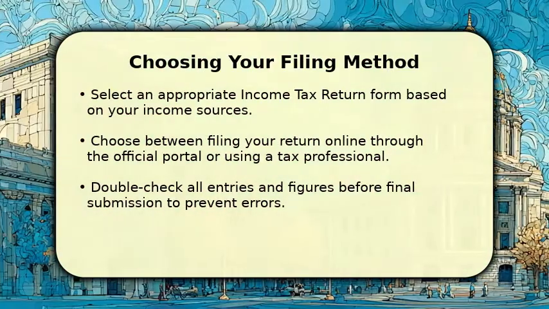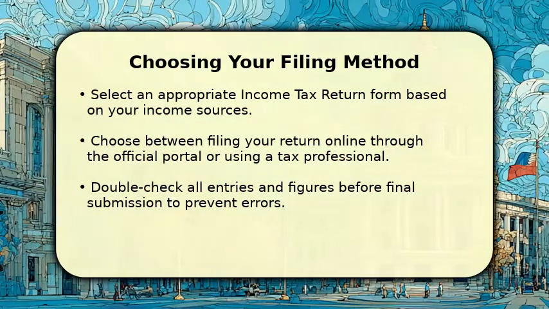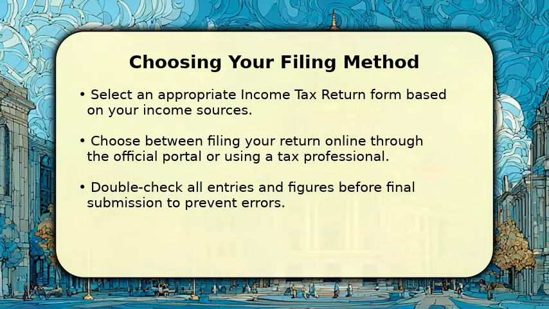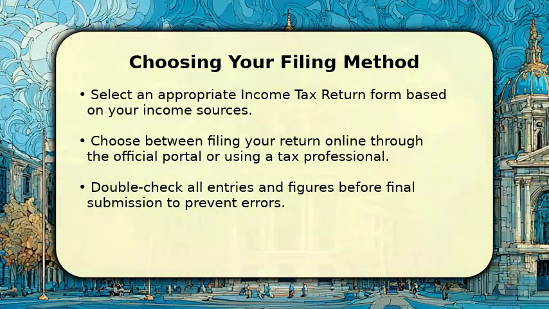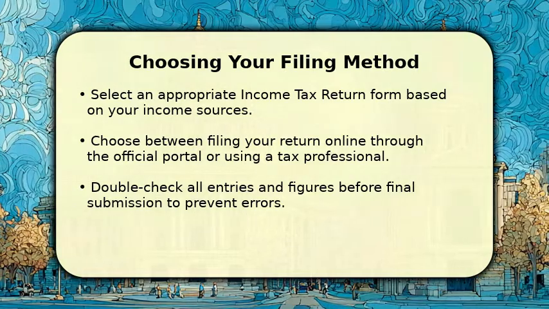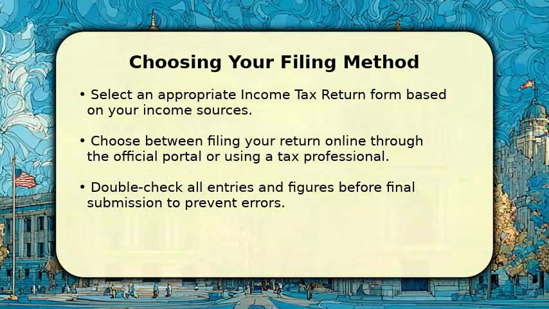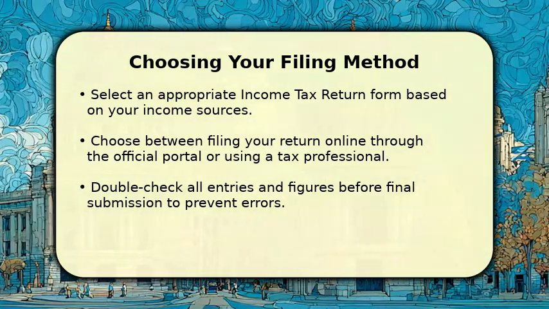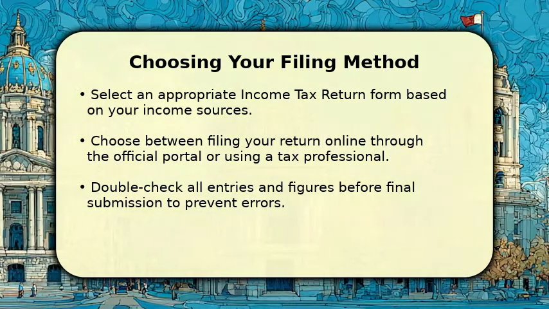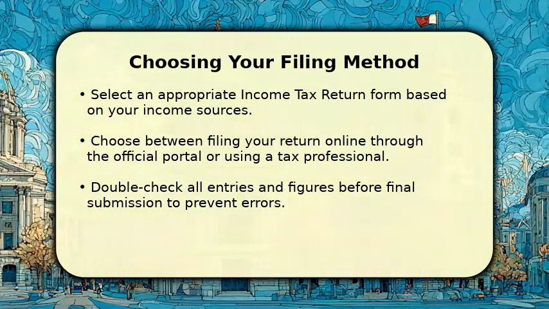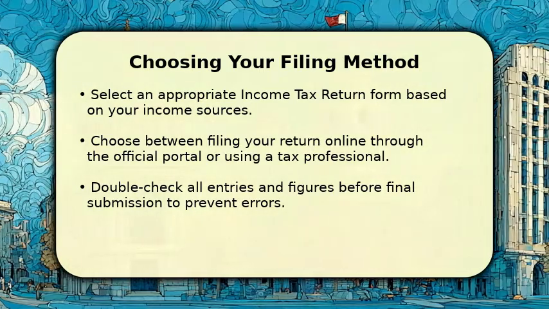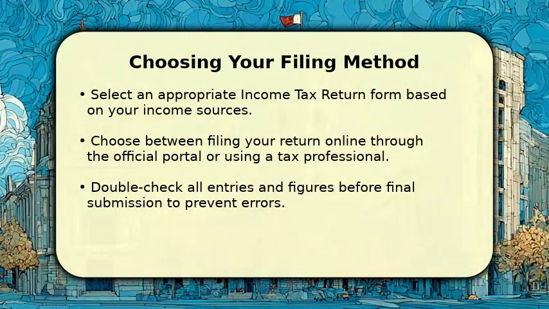Once your documents are ready and income understood, select your filing method. Most government employees use Form ITR-1 or ITR-2, depending on their income types. You can file online directly through the Income Tax Department's portal, which is often straightforward and secure. Alternatively, you might choose to consult a tax professional for assistance, especially if your financial situation is complex. Regardless of your method, carefully review every detail, ensuring all figures match your records before you click Submit.